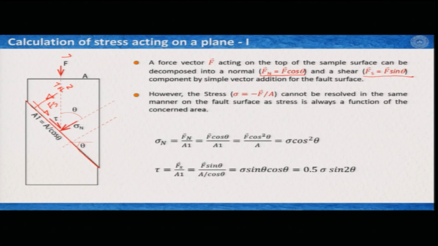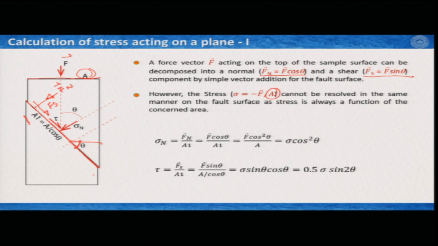But for the stress, it is not that straightforward, simply because stress is a function of the area. Clearly the area here is not the same as the area of this fracture plane. Now if I know this angle, which is theta, and I designate this area as A1, then A1 is a function of the area A and this angle with cosine. So A divided by cos theta is A1, the area of the surface.